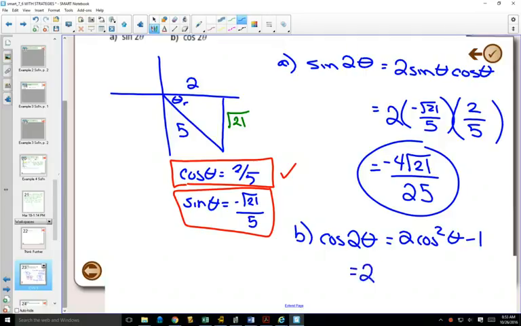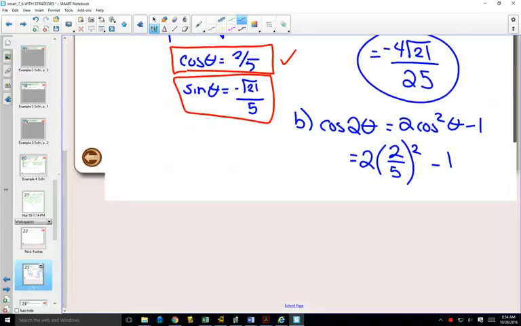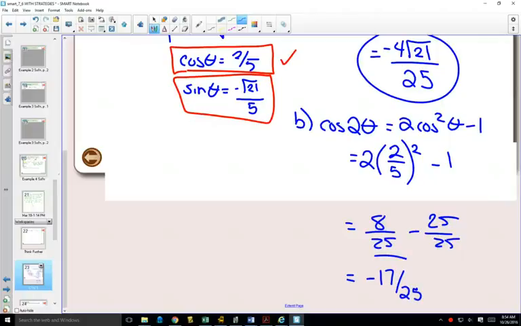So we get equals 2. Now, cos squared theta. Well, we know cos of theta is 2/5, so cos squared of theta will be 2/5 squared minus 1. And if we multiply this out, we get 4 over 25 times 2 will be 8 over 25 minus 25 over 25 to get a common denominator. And we get negative 17 over 25.